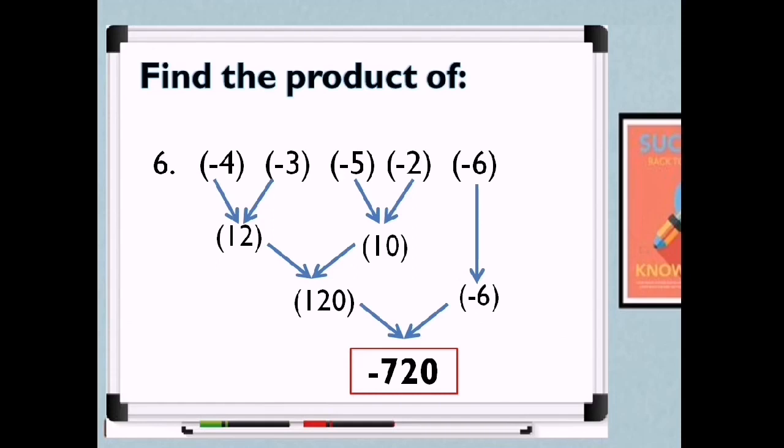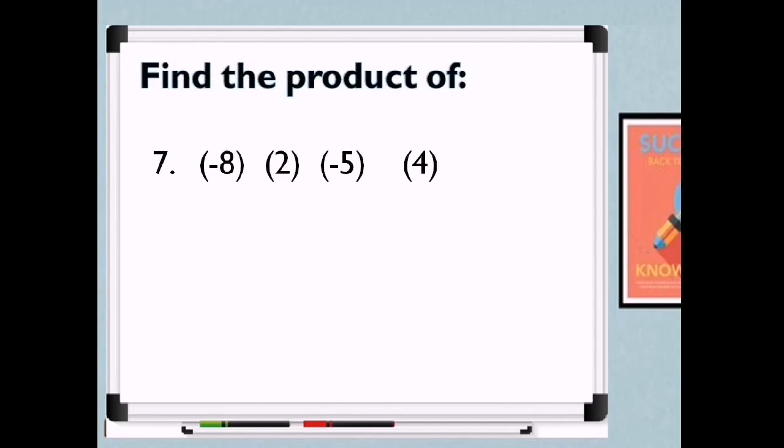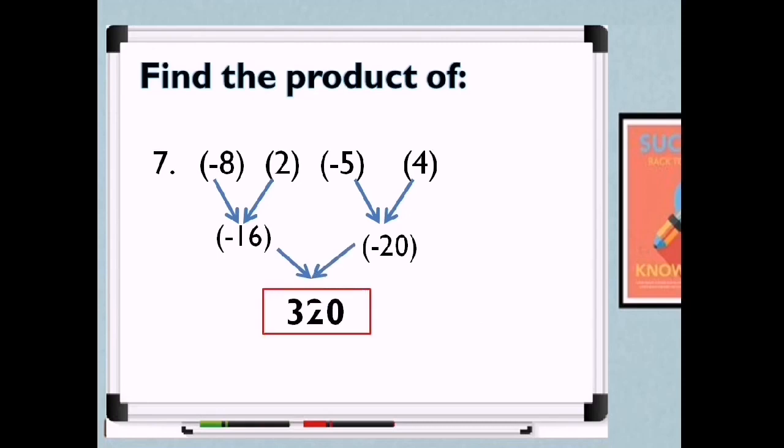Okay, so how about our next example? Negative 8 times positive 2 times negative 5 times positive 4. Again, multiply the first two integers, which are negative 8 and 2. The answer is negative 16. And then multiply negative 5 and 4. The answer is negative 20. And then, imumultiply natin yung dalawang product para makuha yung final answer. Negative 16 times negative 20 is positive 320.